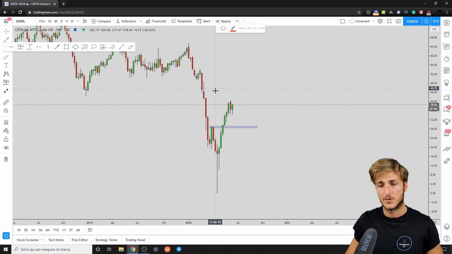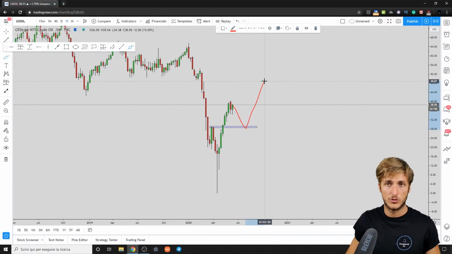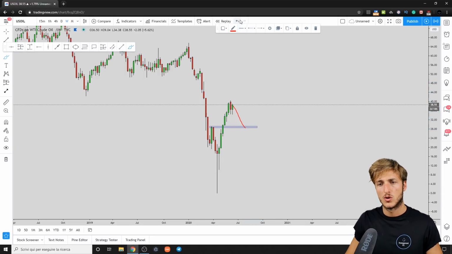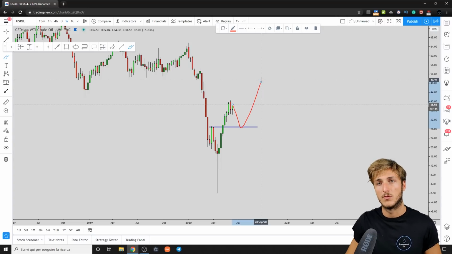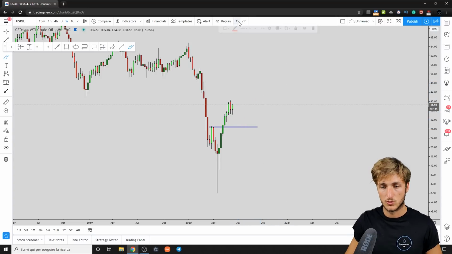So can we expect a retracement? Yes, before the continuation to the upside. So up to now, everything is combining, okay? We can definitely expect the completion of the zone to fetch some liquidity before the continuation to the upside.